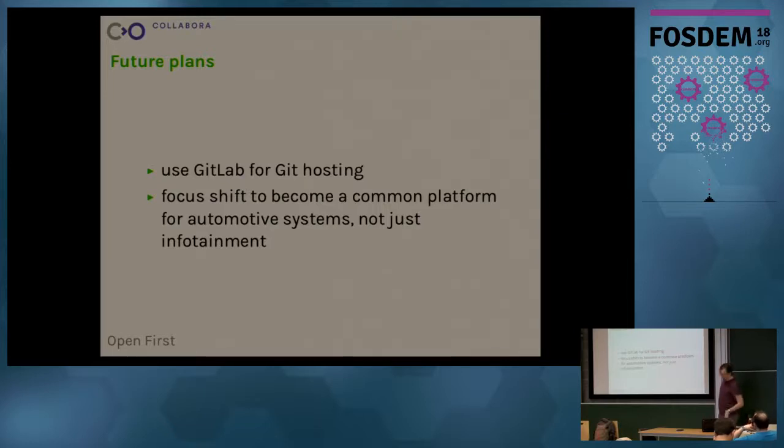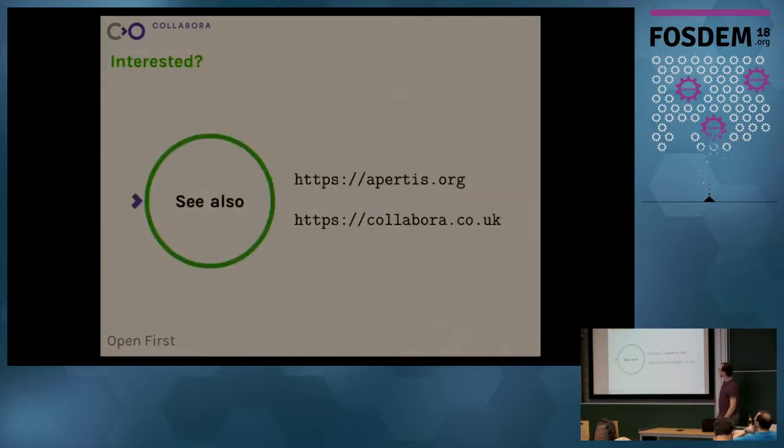Well, as I mentioned, we're going to migrate to GitLab soon and become a common platform for automotive systems and not just infotainment. And to learn more, go to apertis.org, and there's a wiki where you can read those things and learn more about the system. And this is it.